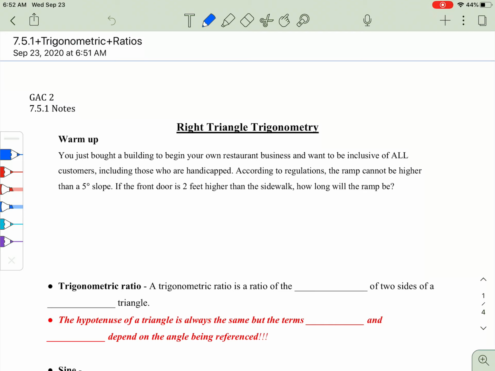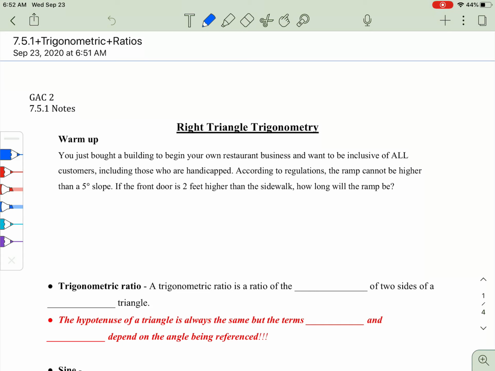So this is an application problem of why you might want to be able to use trig in a real-life problem, right? So it states here, you just bought a building to begin your own restaurant business and want to be inclusive of all customers, including those who are handicapped. According to regulations, the ramp cannot be higher than a 5-degree slope. If the front door is 2 feet higher than the sidewalk, how long will the ramp be? So I want you to pause the video, take a look at it, see if you can figure out how to solve this problem, or maybe potentially what steps you might take to do so.